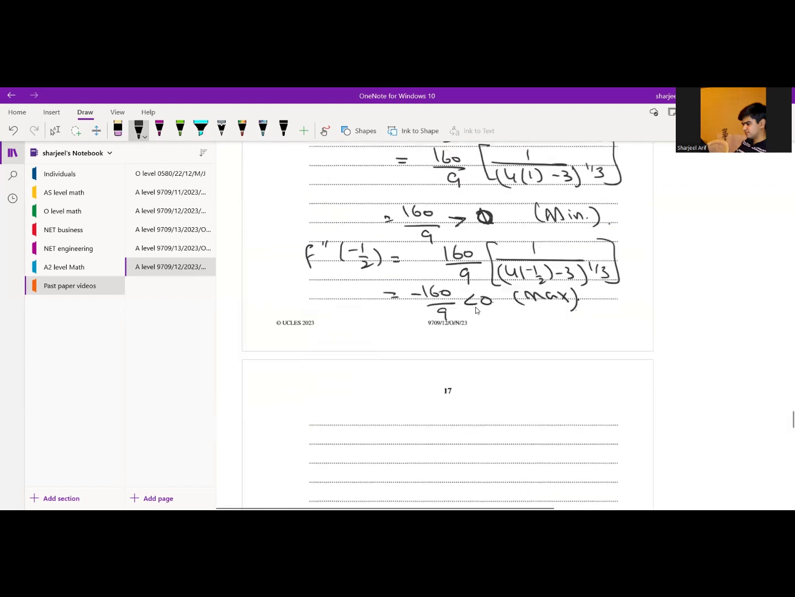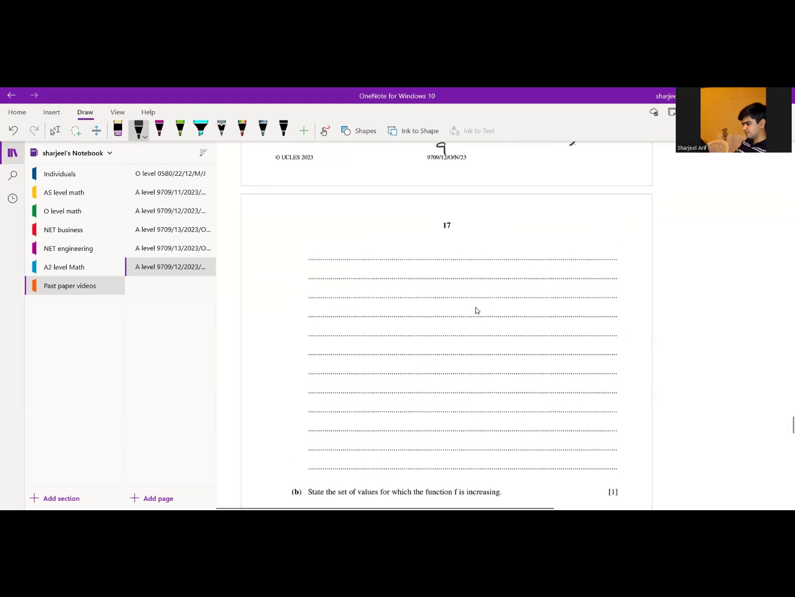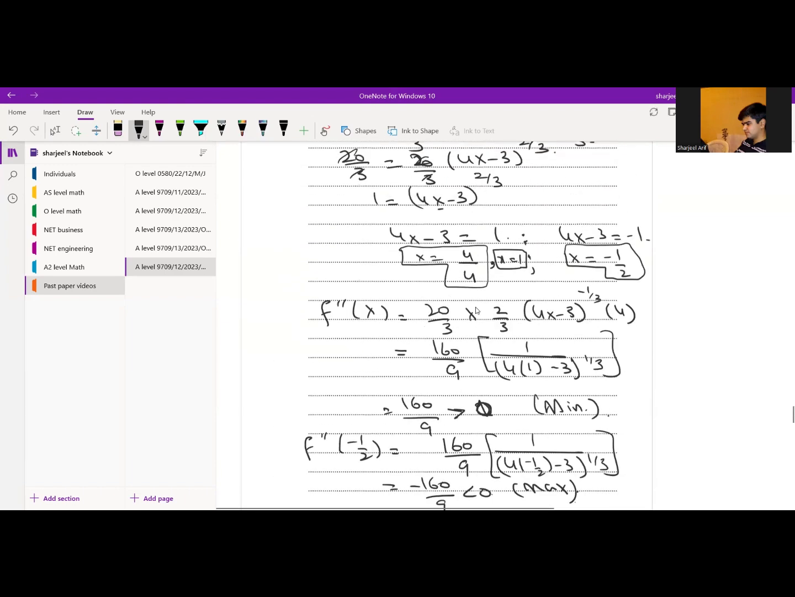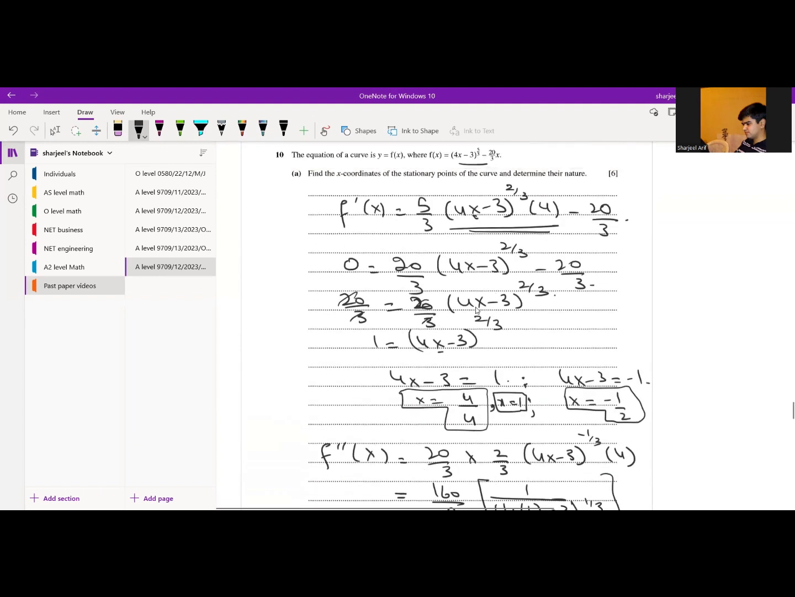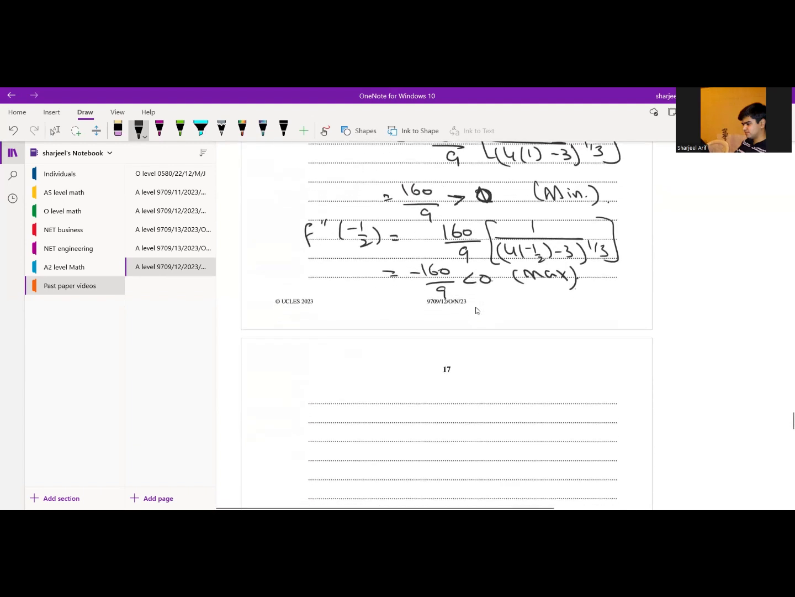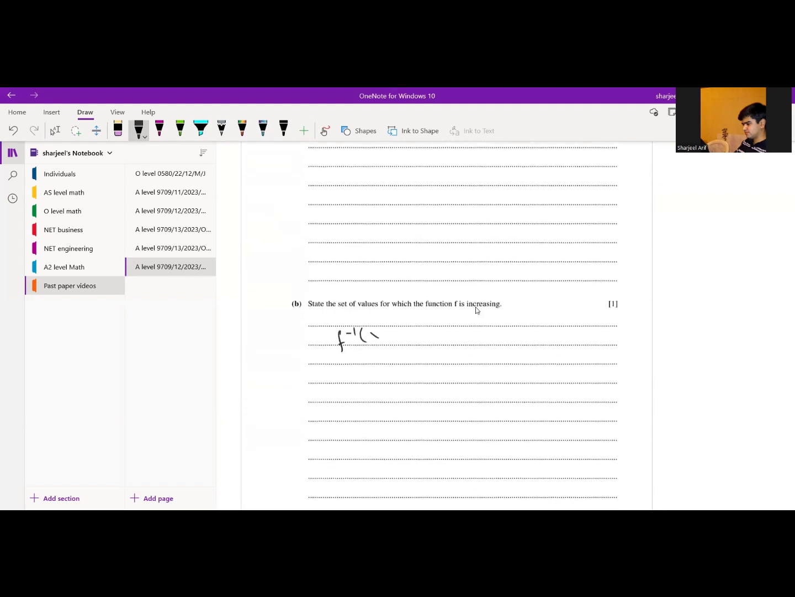So substitute a value which is less than 1. We will substitute 0 here to check if we get a negative answer or positive. So f inverse of x will be equal to 5 by 3, 4 into 0 minus 3 power 2 by 3 into 4, 20 by 3. So we will get a negative answer because we have -3 inside the brackets.